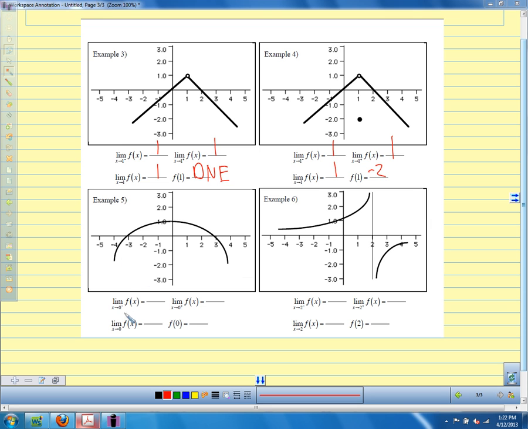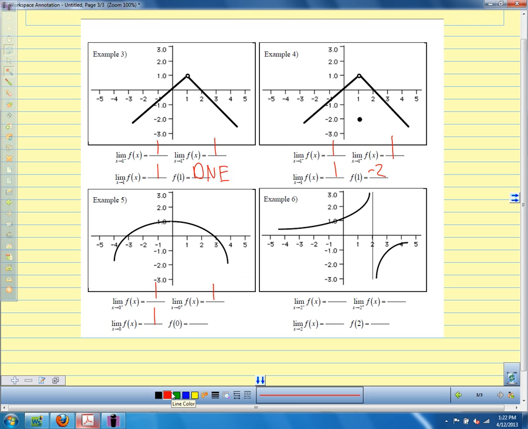Here we're looking at the limit as x approaches 0. So as x approaches 0, what is the function getting close to, Brandon? Getting close to 1. As I come in from the left, my y value is getting close to 1. How about if I come in from the right? Lorenzo? 1 also. So what's my limit as x approaches 0? Andrew? It's the same from the left and the right, so my limit is 1.